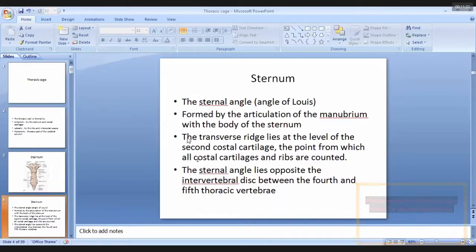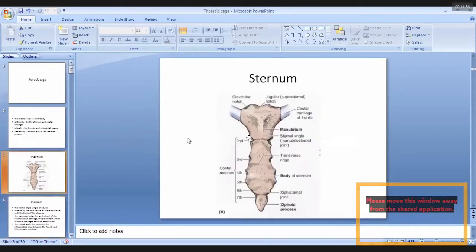So that's the clinical significance of the sternal angle, or the angle of Louis. That is basically a joint between the manubrium and the body of the sternum. This point is important. One of the important features of this angle of Louis is that you can count the ribs from there, because at this level there is an attachment of the second costal cartilage.